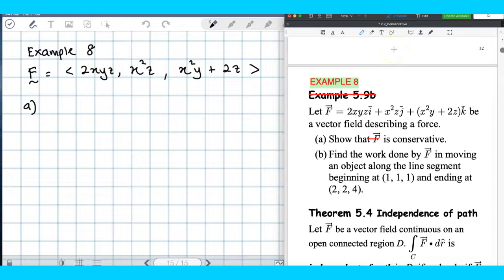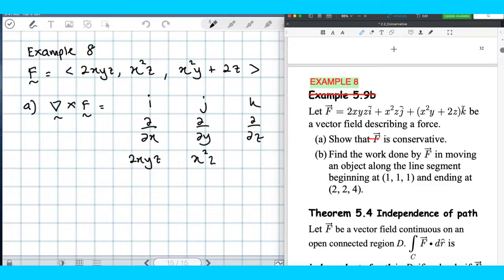So we want to show that the curl F is 0. We write the determinant with i, j, k, del x, del y, del z, and the components 2xyz, x squared z, x squared y plus 2z, 2xyz.